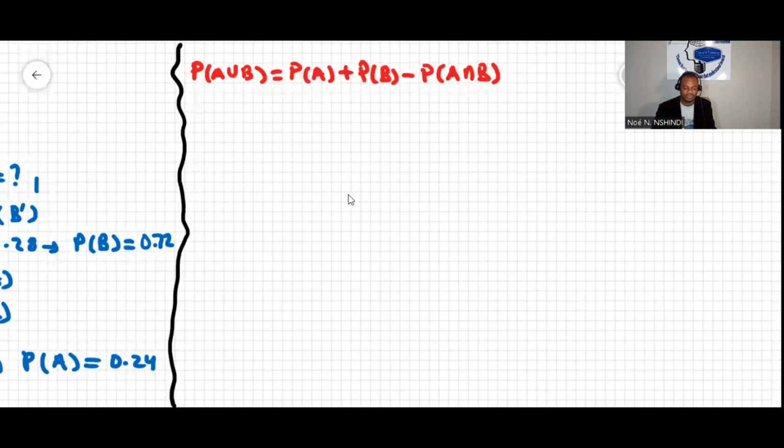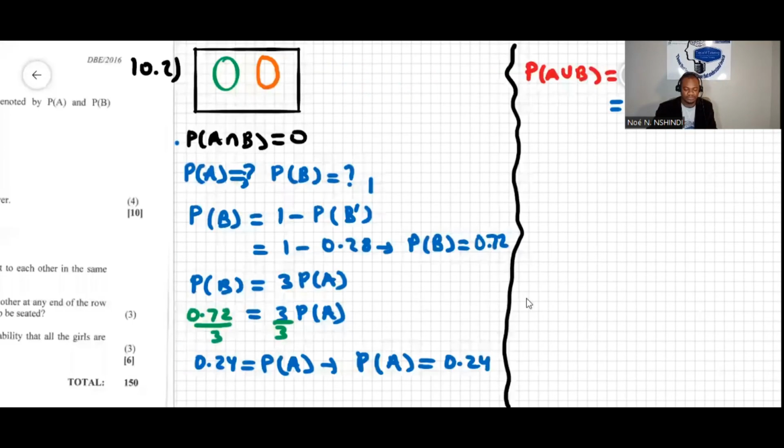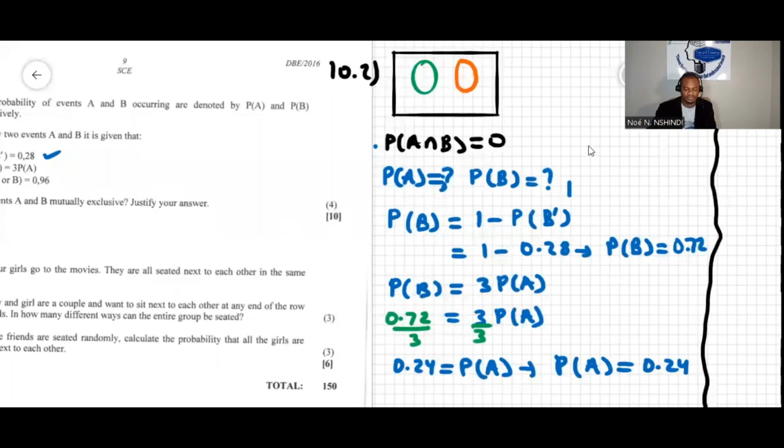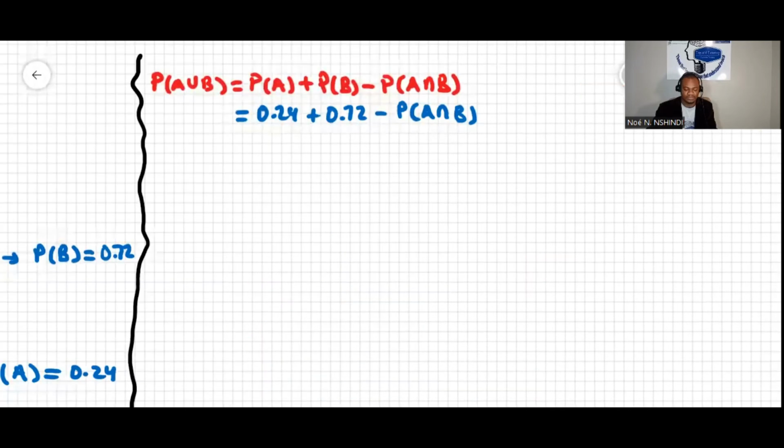Here is the formula. We know that the probability of A is 0.24, and the probability of B is 0.72, minus the probability of A and B. The probability of A or B, which is the probability of A union B, was given as 0.96. So 0.96 equals 0.24 plus 0.72, which makes 0.96, minus the probability of A and B.